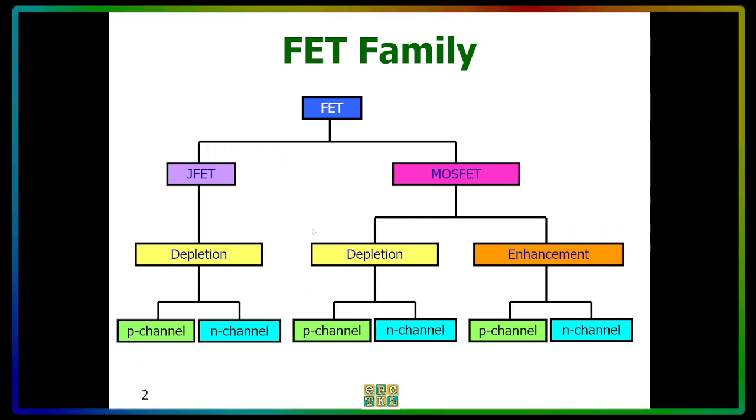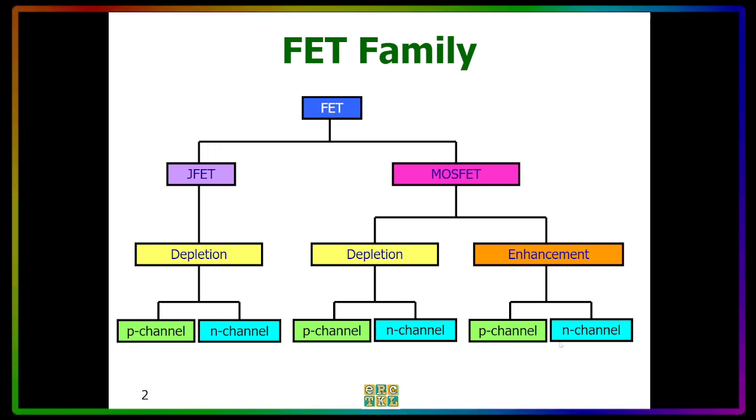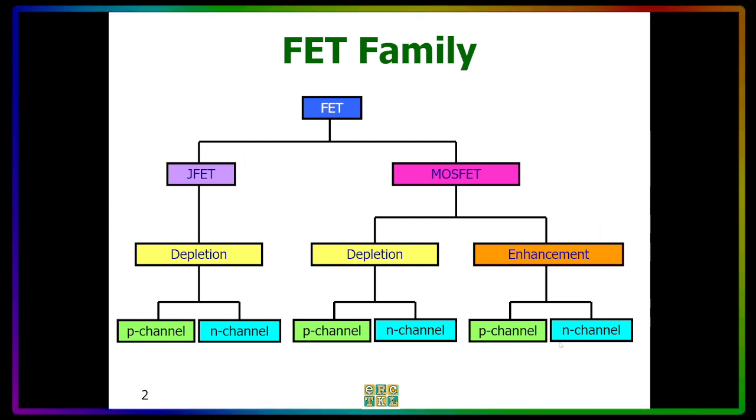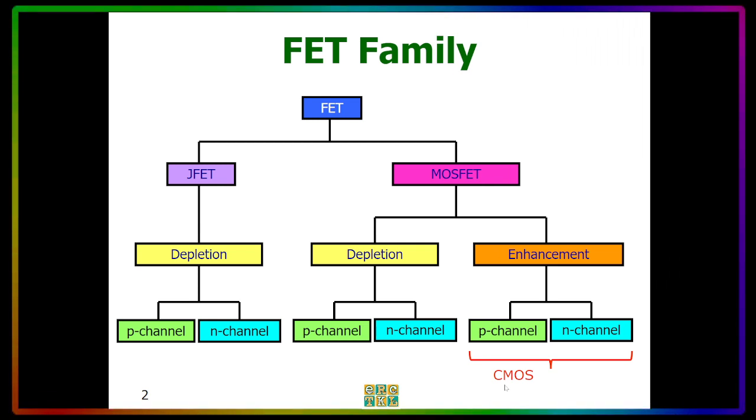On the other hand, for the MOSFET, we have what we call the P-channel depletion MOSFET and the N-channel depletion MOSFET. We also have the P-channel enhancement MOSFET, or P-channel E MOSFET, and we also have what we call the N-channel E MOSFET. So this is CMOS, or complementary metal oxide semiconductor, for the enhancement P channel and N channel.